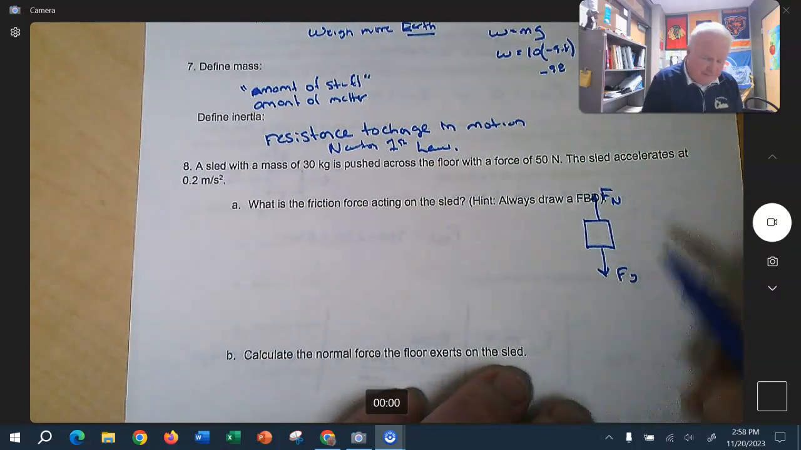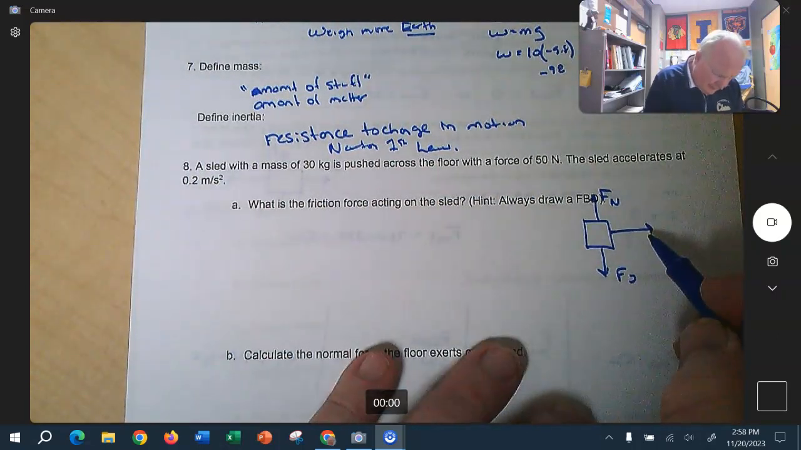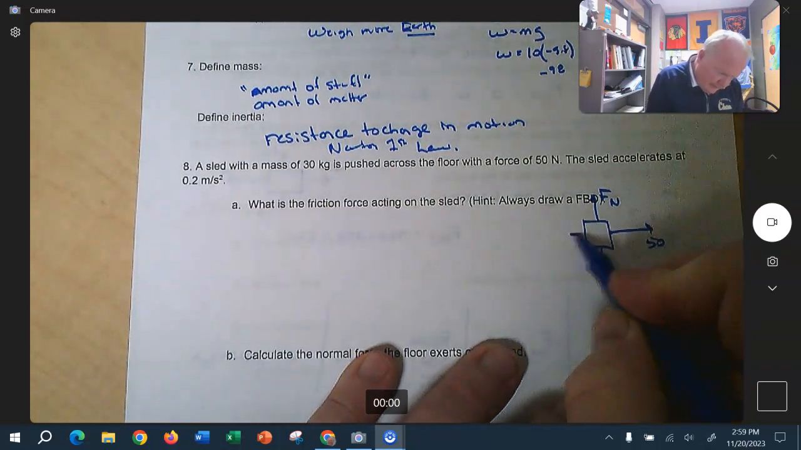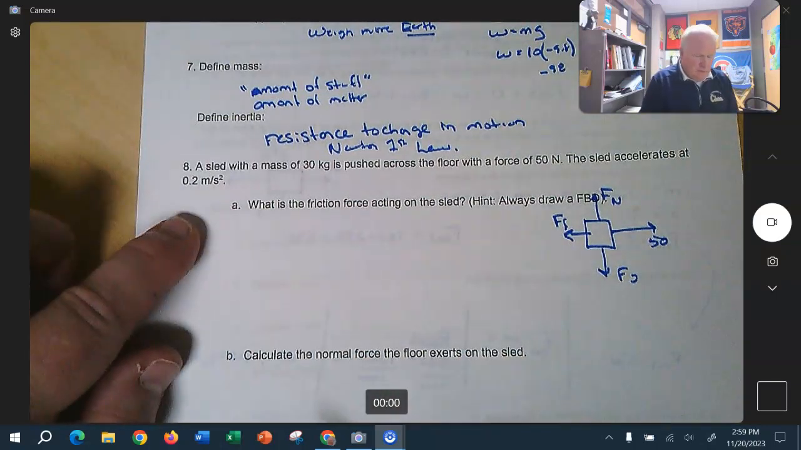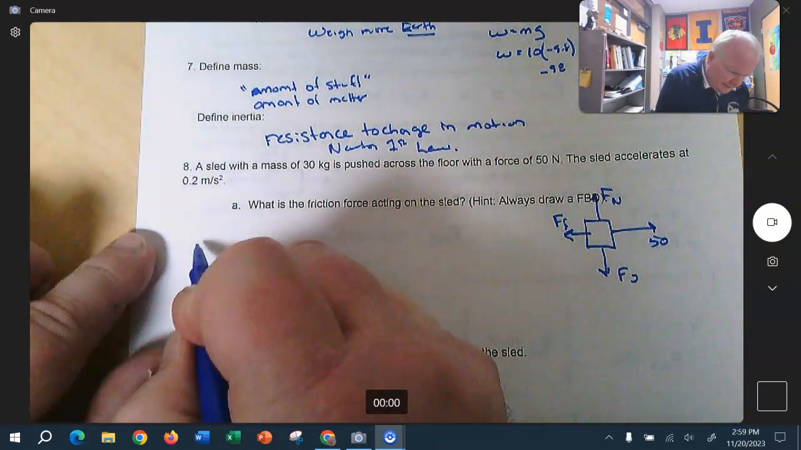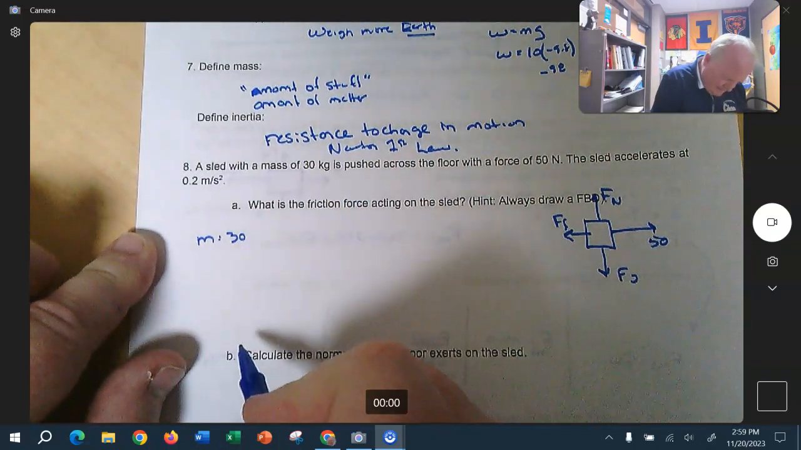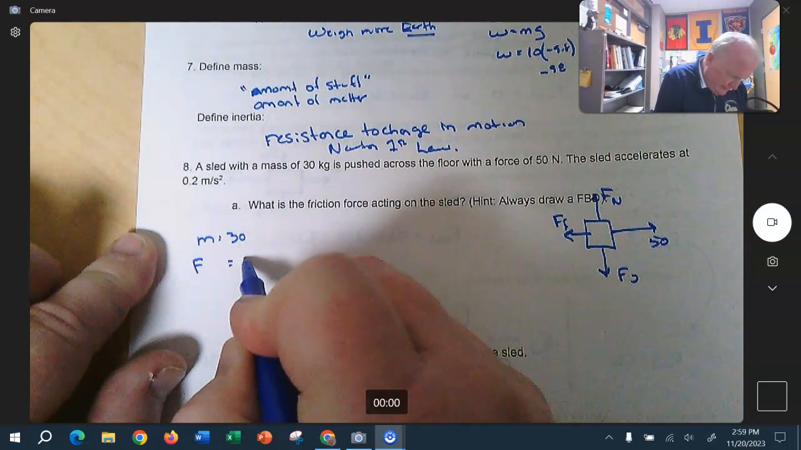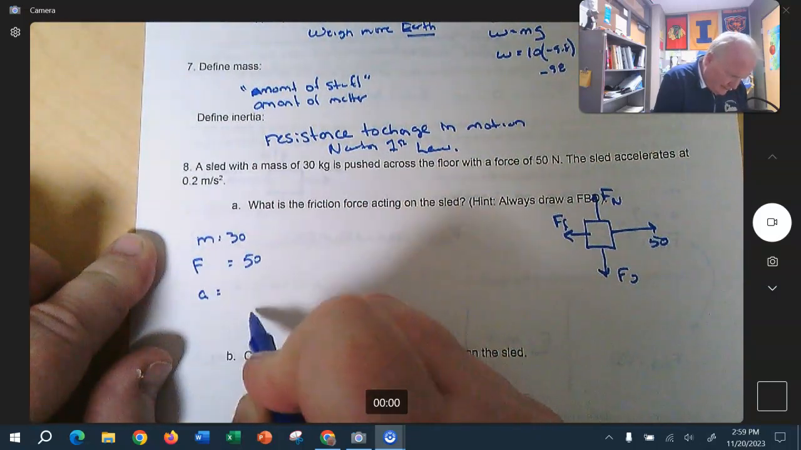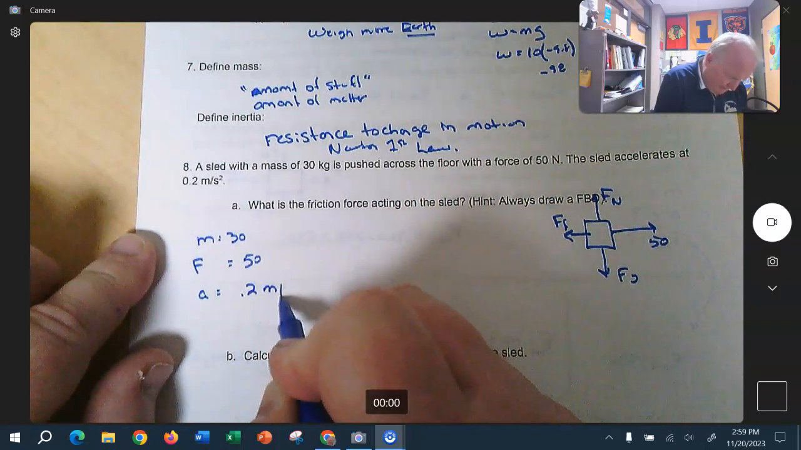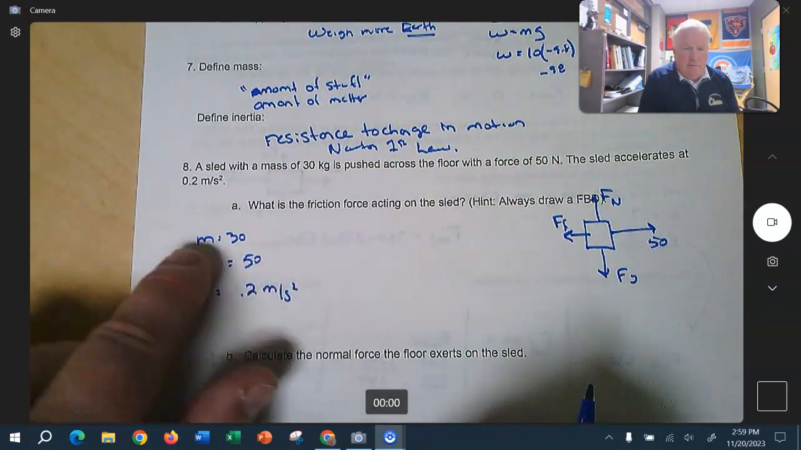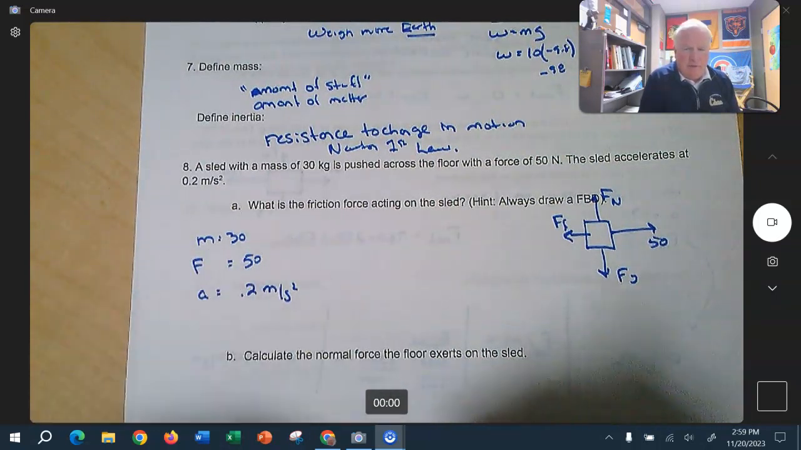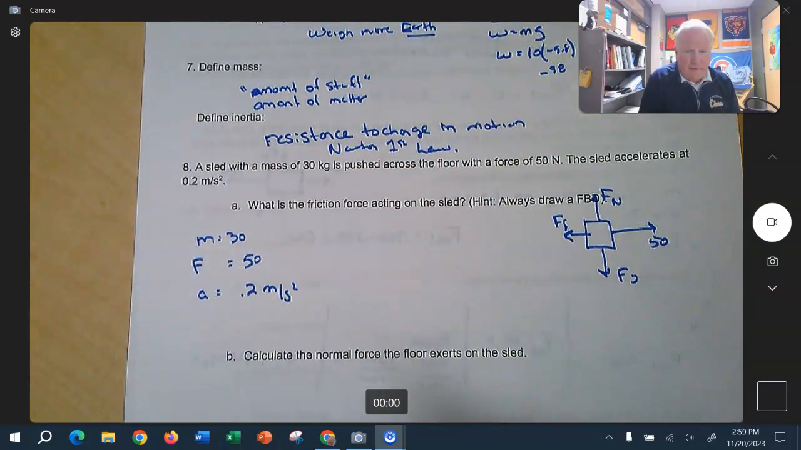We draw the free body diagram. We know that there must be an applied force. That's what they're saying is 50. There must be a friction force of some amount that we don't know. So when we put together the 4-column method in this problem, we say, well, the mass is 30. The force is 50. And the acceleration is 0.2. So right away, we should know that we've made a mistake if we think that this is going to solve the problem for us, because all 3 of them are there. And if we give all 3 of them there, there's nothing to solve for.